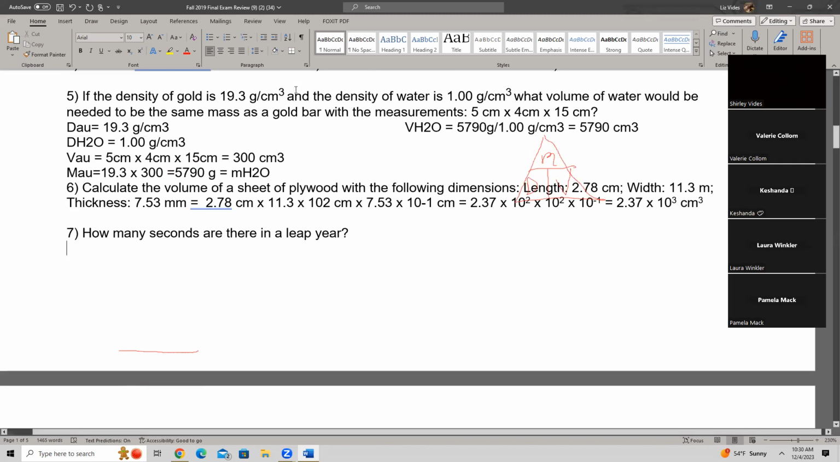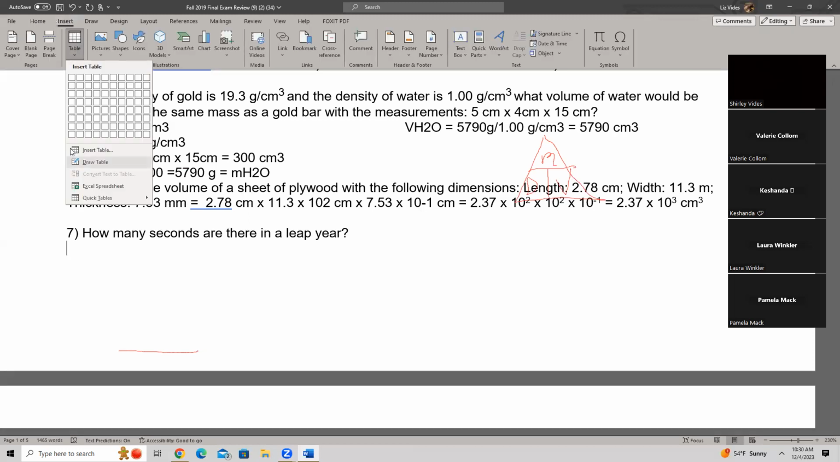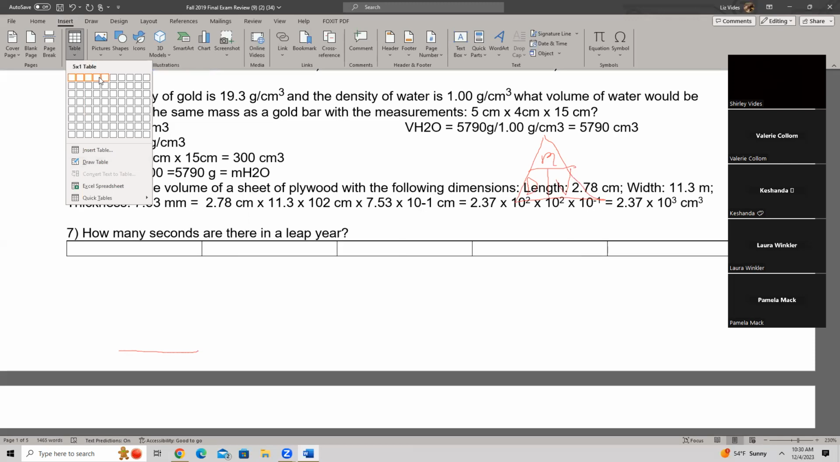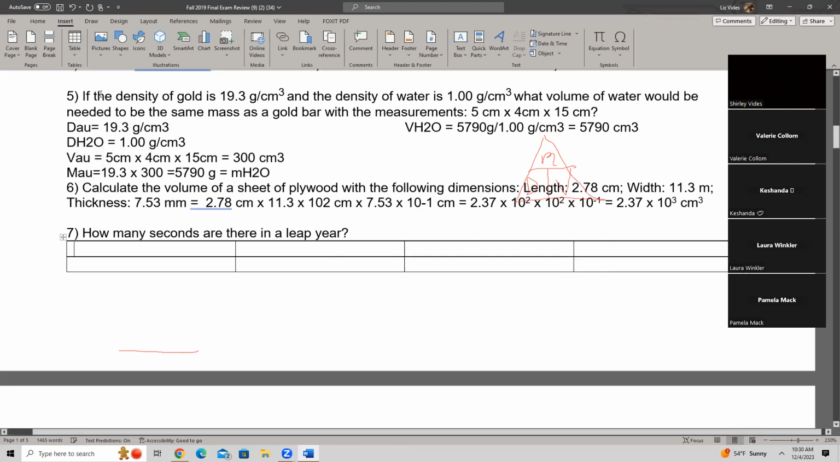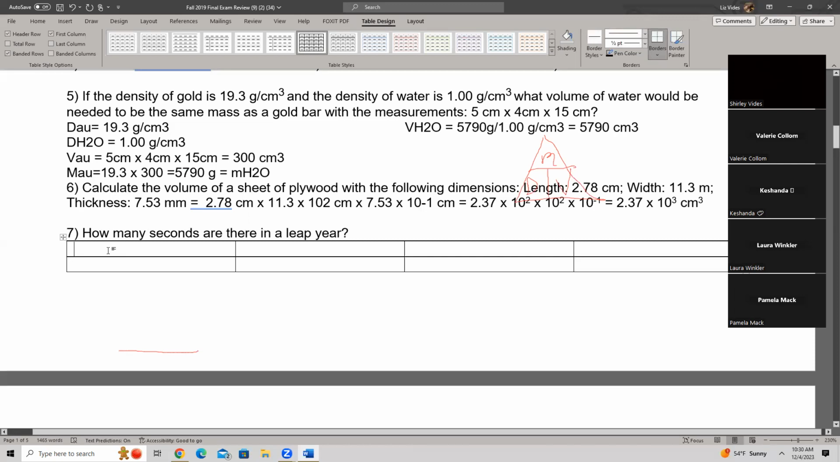How many seconds in a leap year? First of all, how many days are there in a leap year? I always forget that one. How many? 364. Or is it 366? Oh, I don't know. Yes, I think it's 366, because think about it, we're adding a day to February, right? Yes, that's true. Okay, so 366 days.